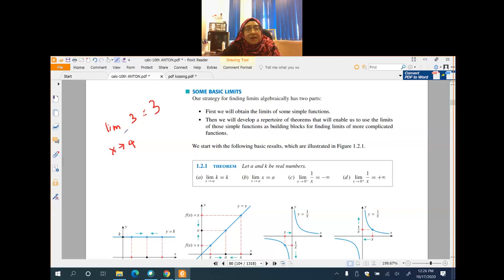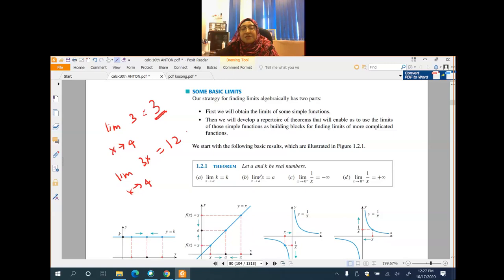If you have, let's say, limit of 3x as x tends to 4, you substitute x equal to 4 in here, it will give you 12. So for the first theorem here, limit of k, k is a constant, x tends to a, whatever the value of a here, it doesn't change the fact that the limit will be equal to k. It will give you 3 in this case. For b, you just have to substitute x equal to a, so the answer will be a.